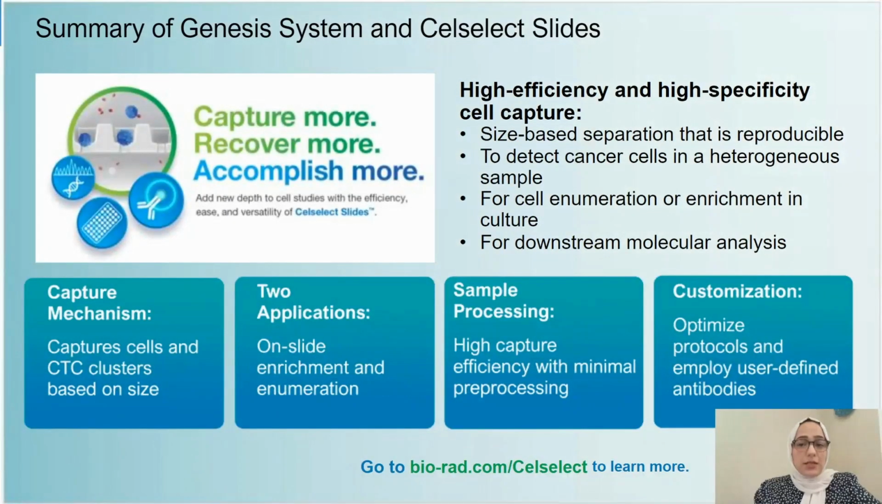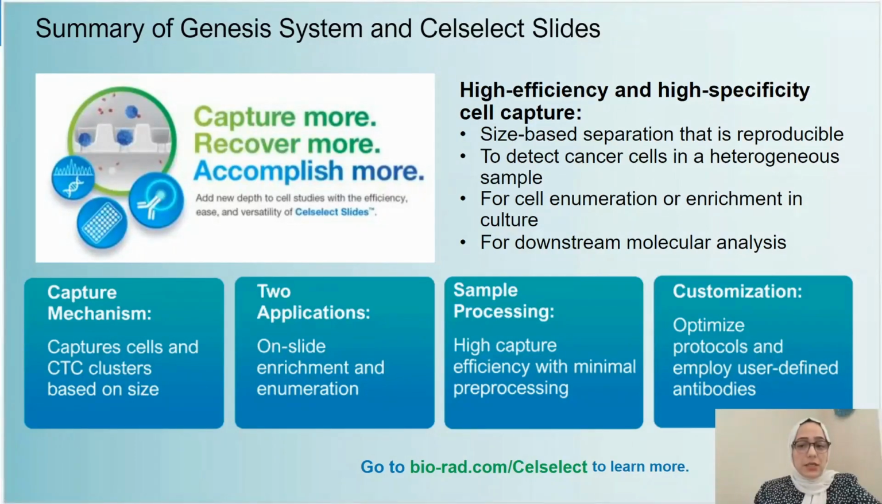In summary, the Genesis CellSelect technology offers a unique solution for highly efficient and specific CTC capture. By using size-based selection, heterogeneous CTC and CTC cluster populations can be isolated from whole blood. Genesis offers two automated applications, which is a unique feature in the market.